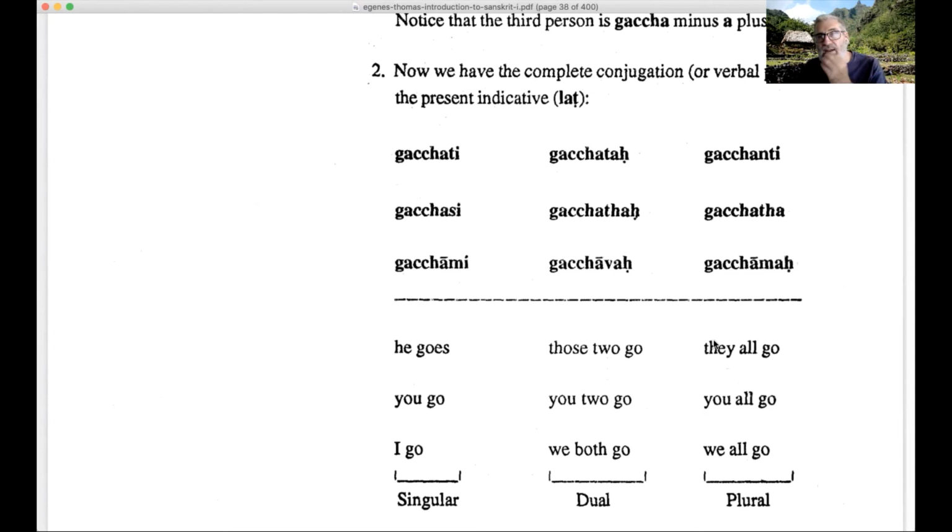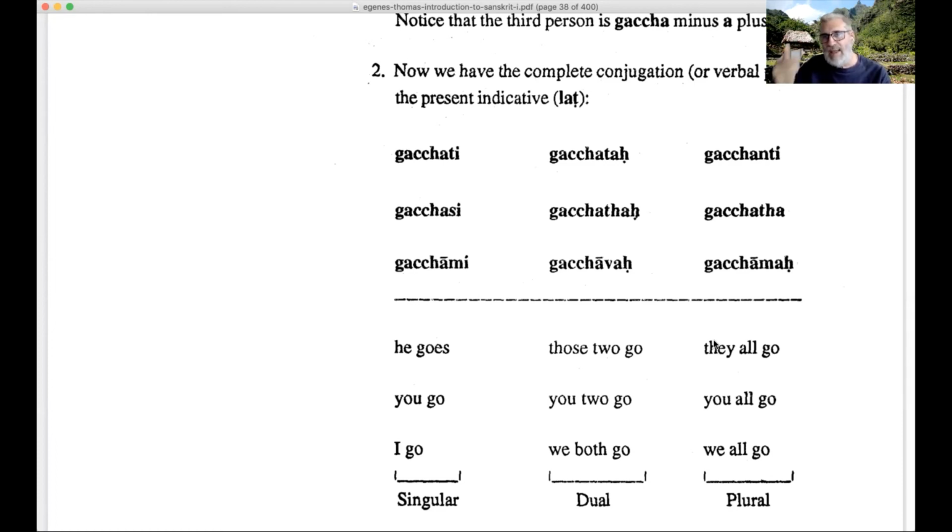So from Infant Reader, we had some other ones. We had spurati, to throb, right? We had mlayati, to fade. We had palati, to bear fruit. So palati, palataha, palanti, palasi, palataha, palata, palatam, palami, palatamaha, palatawaha, right? So then we have spurati, spurataha, spuranti, spurasi, spurataha, spurata, spurami, spuravaha, spuramaha, right?